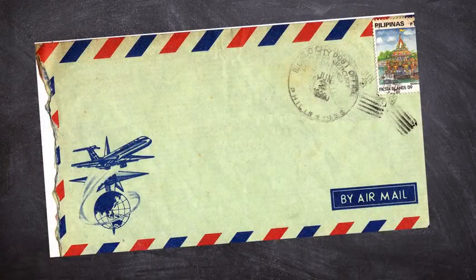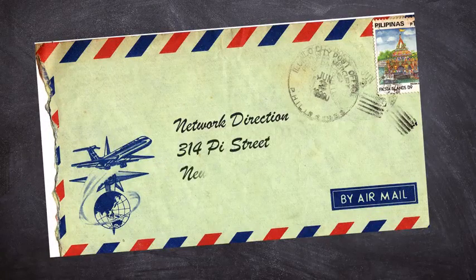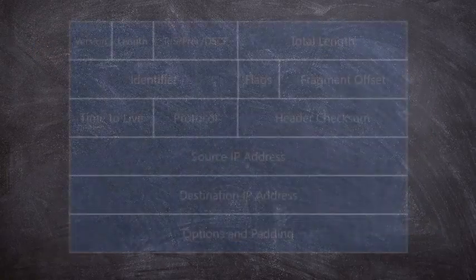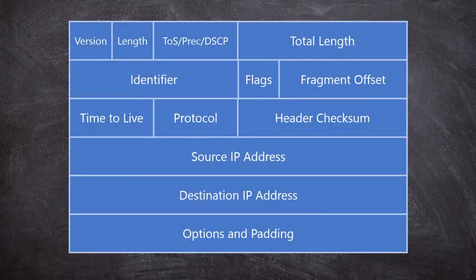When we looked at the OSI model, we learned how extra headers are added to the data before it is sent. This adds information needed for delivery. It's like writing an address on an envelope. IP is no exception to this. It adds the header that you see here.